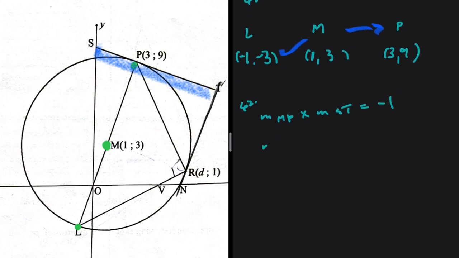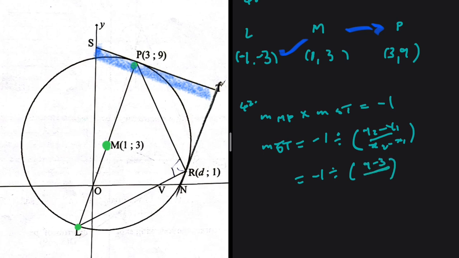So the gradient of ST is equal to -1 divided by the gradient of MP, right? But then what is the gradient of MP? The gradient of MP is y2 minus y1 divided by x2 minus x1. So let's take P as our second point. If we do that, y2 minus y1 is going to be 9 minus 3, and x2 minus x1 is going to be 3 minus 1.